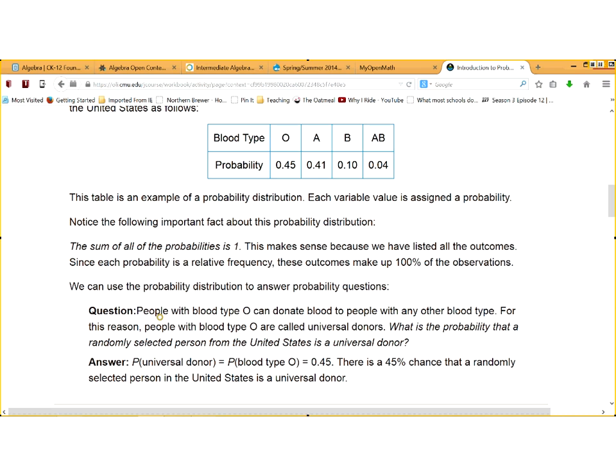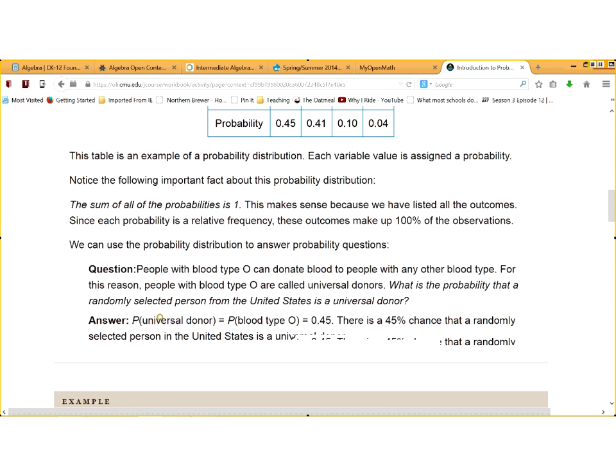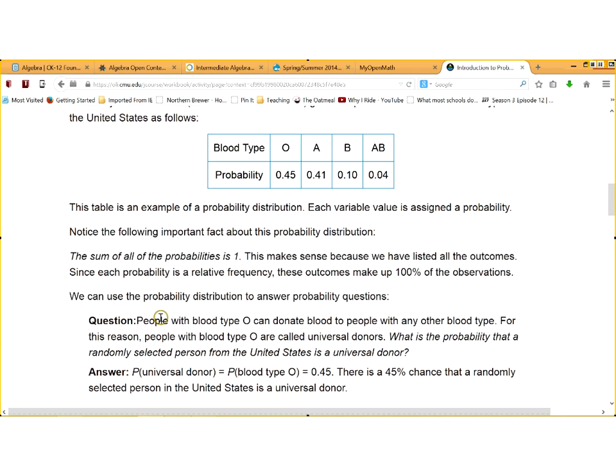So if we randomly select someone, then this question is asking what's the probability that they have blood type O, and that's what that P means. And it's 0.45. That's just the number under the O, right here. Another way to think of that is that 45% of people have blood type O.